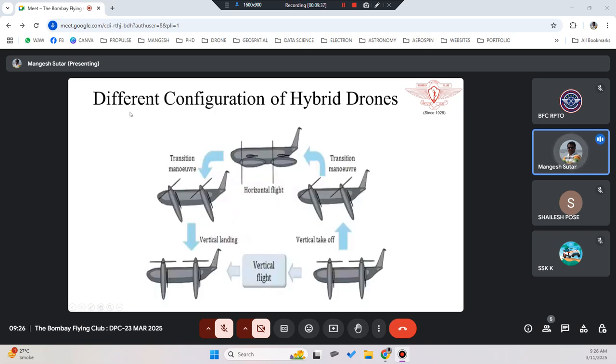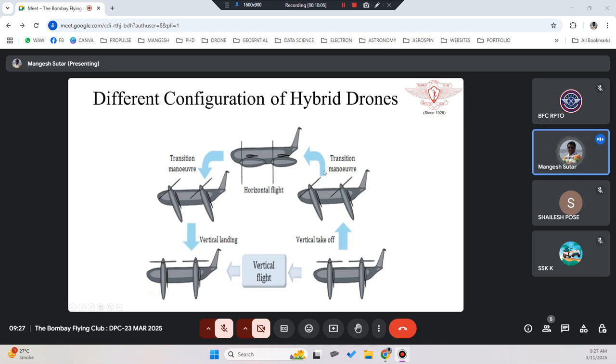So let's see what is the difference. Now here you have a drone where you do not have a separate motor to perform the forward motion. Here the same motors get tilted. When it is on the ground, the motors are pointing upwards in the sky direction. So it will take off. As it goes up in the sky, the motors start tilting, and then they will become completely horizontal.